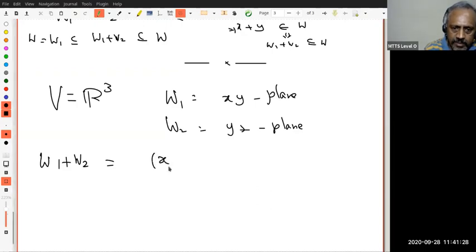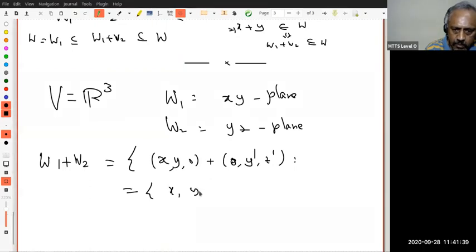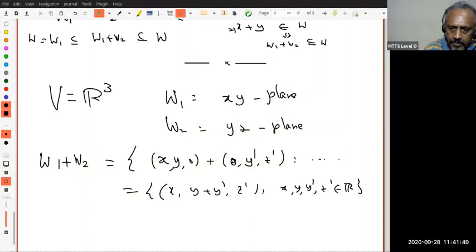This is (x, y, 0) plus (0, y', z'), and that is equal to the collection of all such things. This is (x, y + y', z'), where x, y, y', z' are all arbitrary real numbers. But this is the same as saying R3.